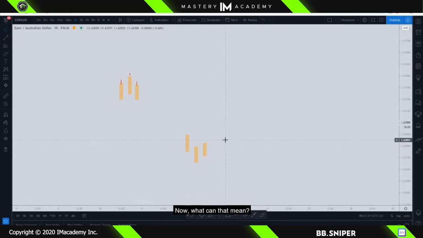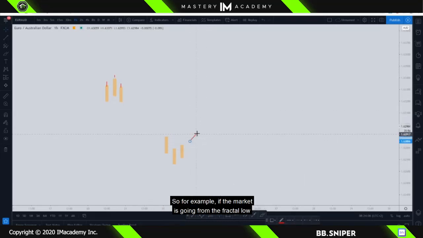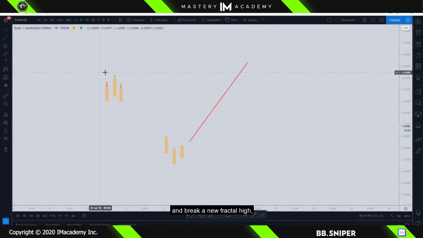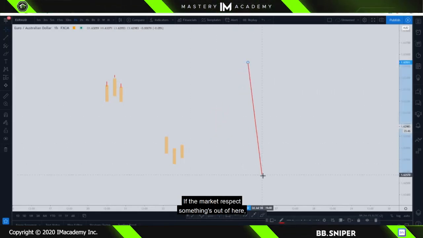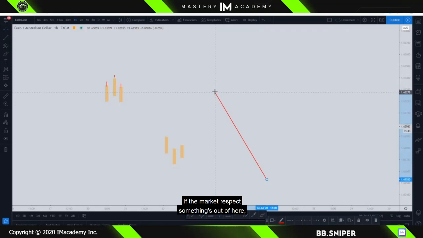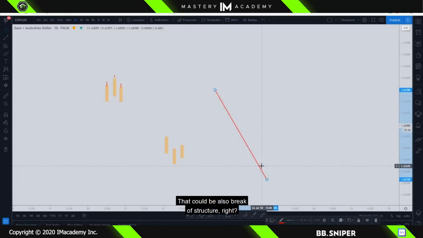Now what can that mean? It means that you can have a sense of directional bias. For example, if the market goes from a fractal low and breaks a new fractal high, the market could be in a bullish condition. The same goes to the downside. If the market respects something inside of here, maybe an institutional candlestick, and we go down and break the fractal low, that could give us a directional bias. That could also be a break of structure.